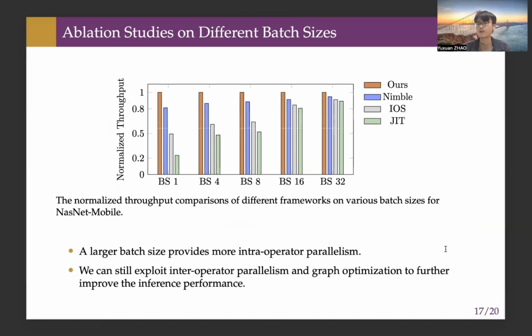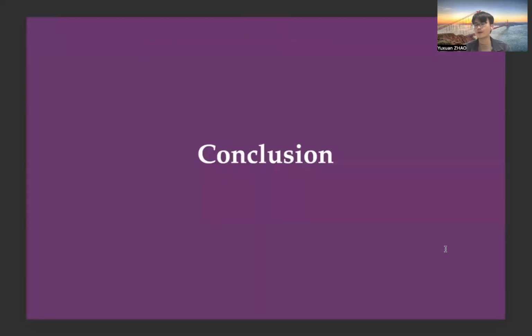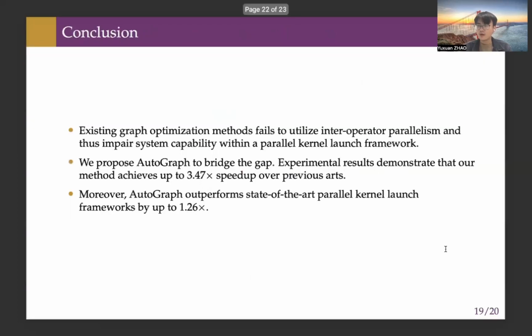We optimize NASNet-Mobile on our framework with different batch sizes. The results show our method consistently outperforms all the baselines, which demonstrates the generality of our method. Although a larger batch size provides more intra-operator parallelism, we can still exploit inter-operator parallelism and graph optimization to further improve the inference performance. Finally, we make a quick conclusion.